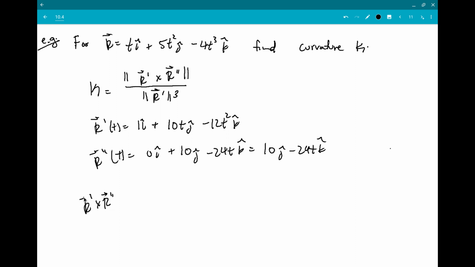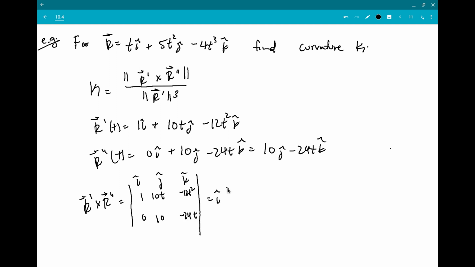So there's my r prime cross r double prime. I'm going to do it that determinant way because that's easiest for me. If you prefer to use the formula, that's okay too. Just follow along. So my r prime is 1, 10t, minus 12t squared. My r double prime is 0, 10, minus 24t.